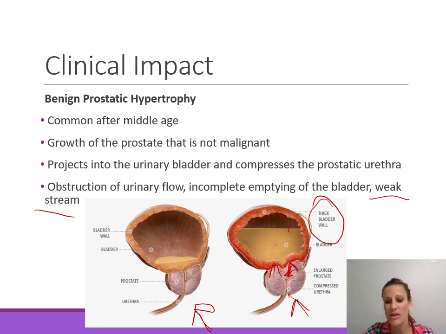And as you can see, the bladder wall has thickened. The reason for this is, remember, the bladder wall is muscular and it contracts to empty urine or squeeze urine from the bladder. When the prostatic urethra is compressed, it's difficult to get urine through it, right? There's obstruction of urinary flow. So the detrusor muscle is working extra hard to try and get that urine out. As a result, there can be overgrowth or thickening of the bladder wall as well, of that detrusor muscle.